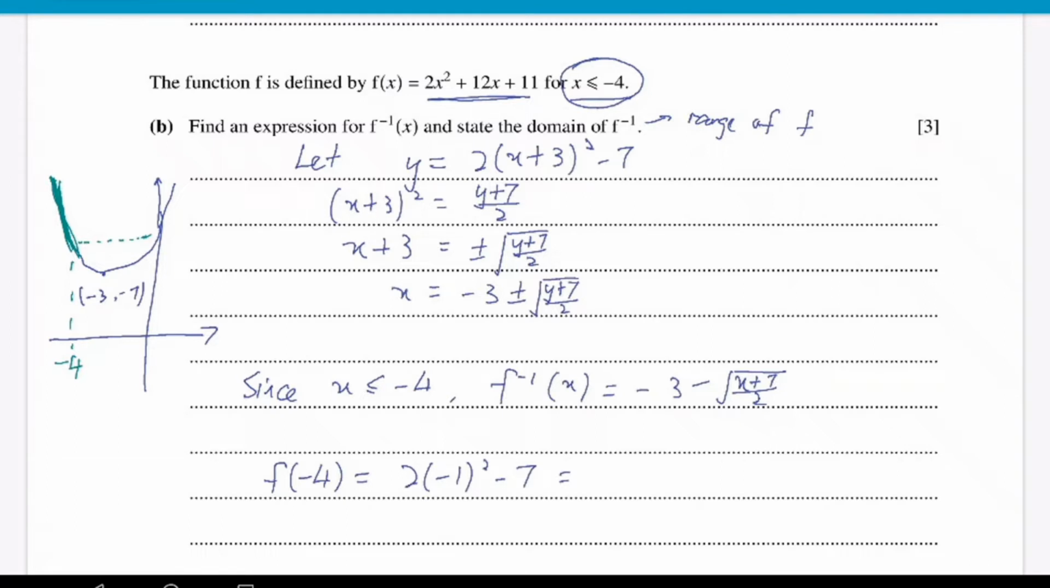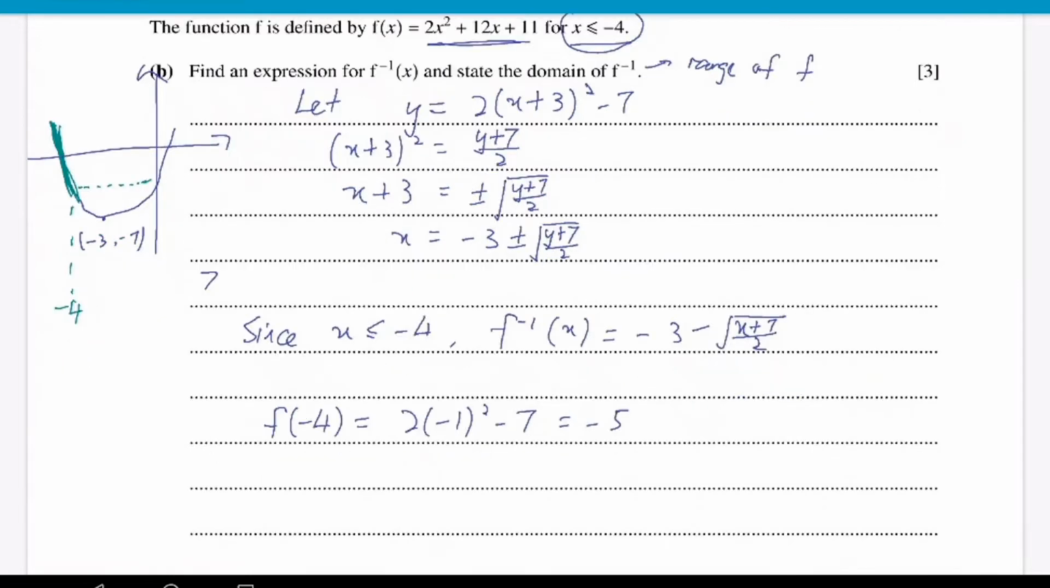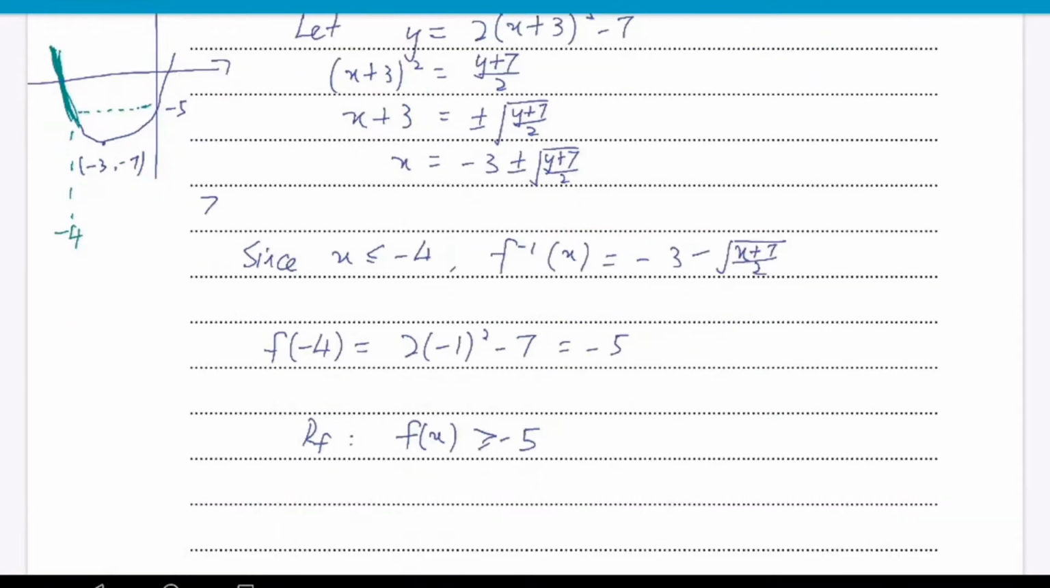So this gives us -5. And sorry, I drew the x's wrongly. The x's should look like this. Okay, so this is it. And we know that this value here is actually -5 already. So the range of the f here is when we have f(x) greater than or equals to -5. So that gives us a domain of the f inverse: x is greater than or equals to -5.